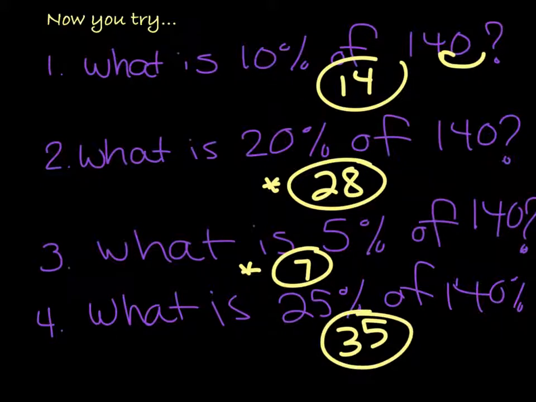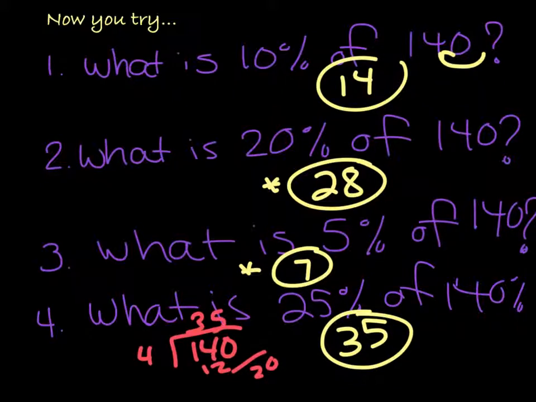There's another way we could do it, because remember we said 25% is the same as 1/4. So I could take 140 divided by 4. So 4 goes into 14 3 times, which is 12. That leaves me with 20. 4 goes into 20 5 times, and look, there's my 35 as well.